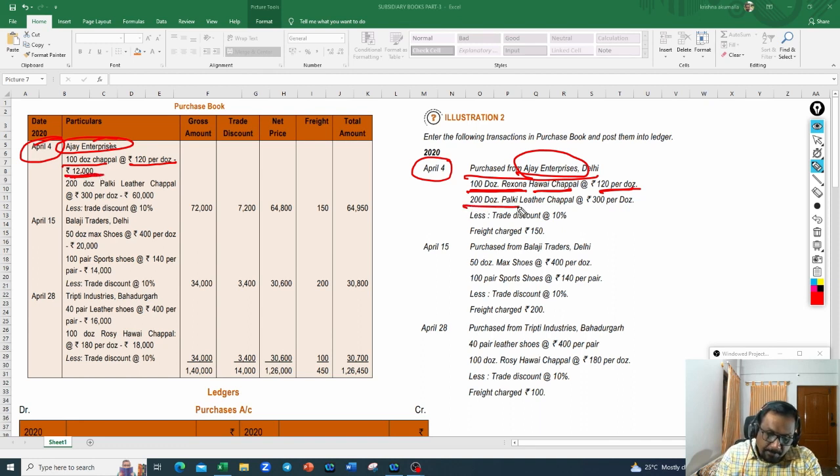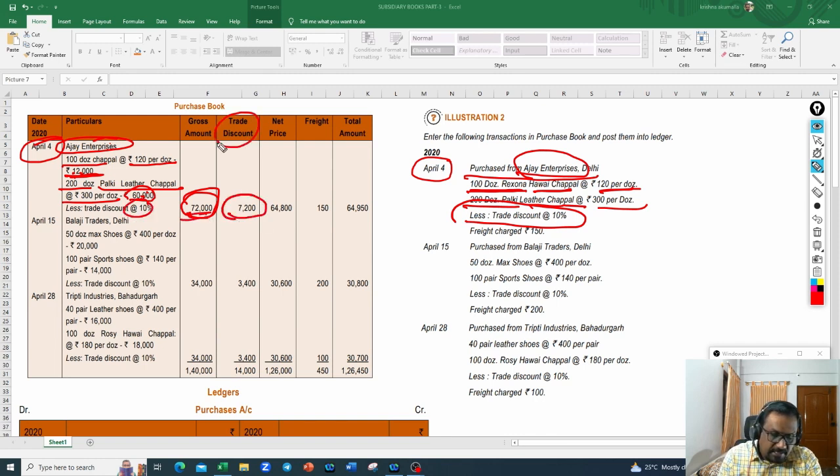Next, 200 dozen bulky leather chappal at 300 rupees per dozen we purchased. 200 dozen bulky leather chappal at 300 rupees per dozen, if you multiply 200 into 300, it is coming to 60,000. 60,000 plus 12,000, it is 72,000. On this 72,000, they asked us to reduce trade discount of 10%. So calculate 10% on 72,000. You get 7,200 as trade discount. Then 72,000 minus 7,200, this is your purchases. 64,800 is your purchases. Along with that, freight charges of 150 rupees.